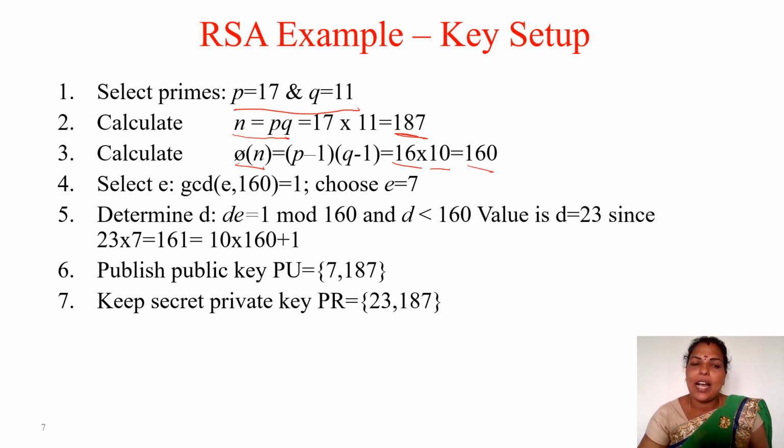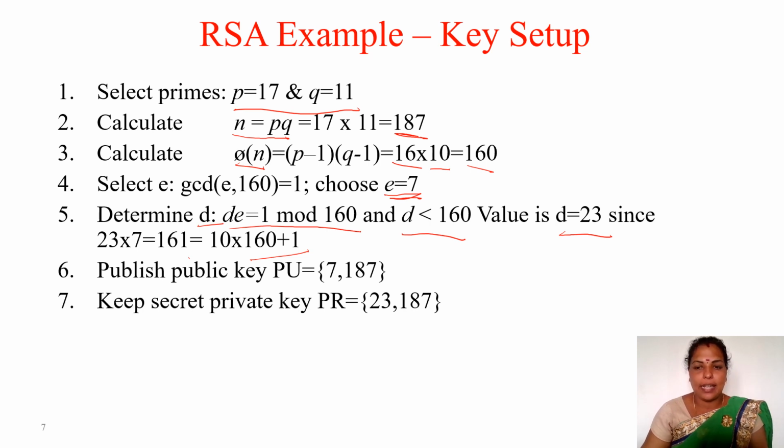Then we are selecting the E value. For finding the E value, we have to know that the GCD of E and φ(n) must be 1, that is it must be relatively prime. So GCD of E comma 160 equal to 1. So we are choosing E value as 7. Here it is a very small value we are choosing. Then we are determining D, that is D equal to 7 inverse mod 160, and D is always less than 160. So we have the value for D as 23, since 23 into 7 equal to 161 equal to 1 into 160 plus 1. So we easily find out the value of D also.